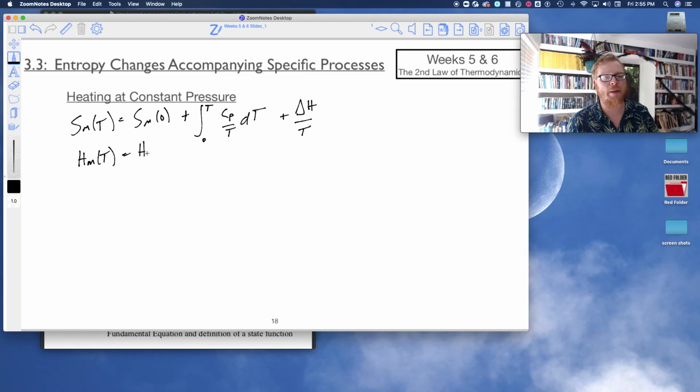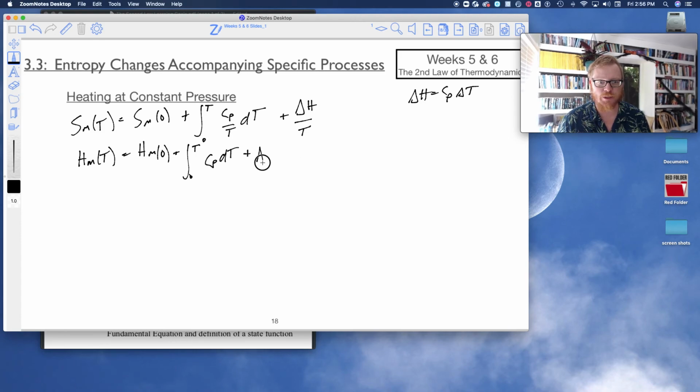Well, we can actually follow this same procedure, 0 to T. But how is it different? Remember, delta H equals Cp delta T. So in this integral, instead of Cp divided by T dT, it's just Cp dT. And instead of plus delta H divided by T, it's just plus delta H of that phase transition. These are two really important equations that we're going to explore in more detail in the computer lab activity, like how we can actually calculate the molar entropy at a certain value.